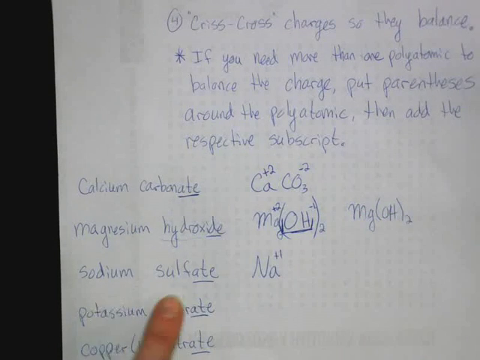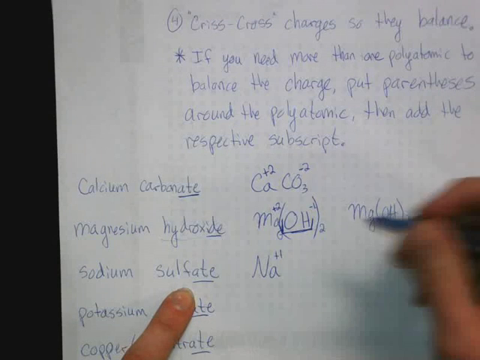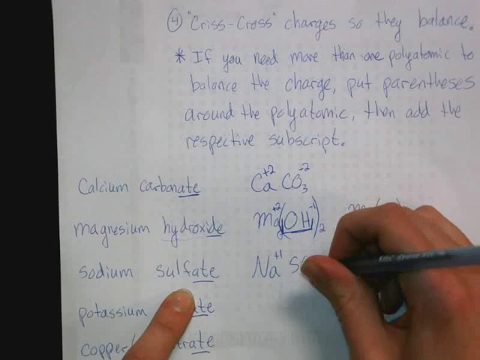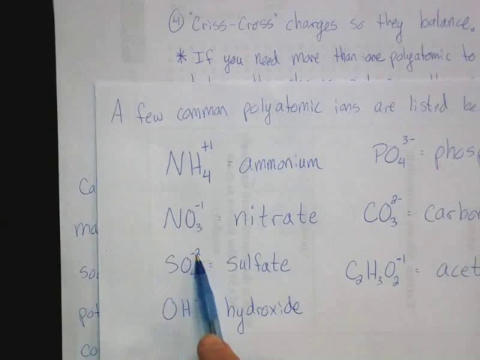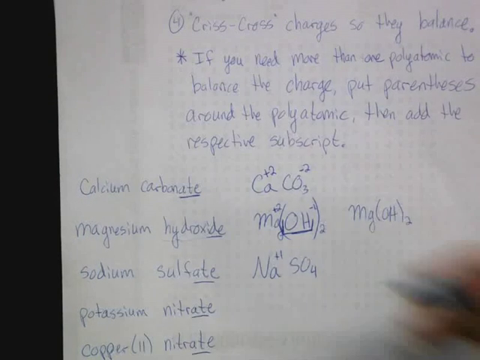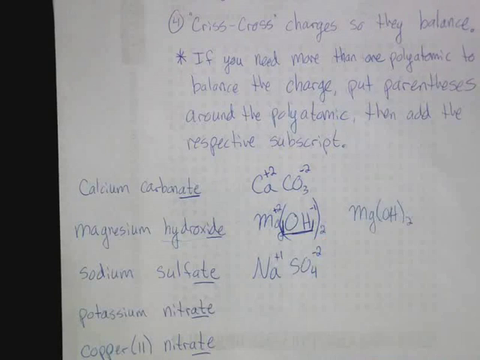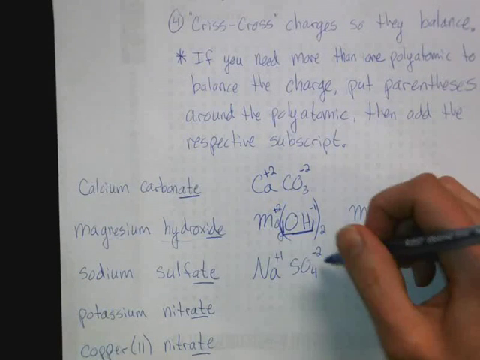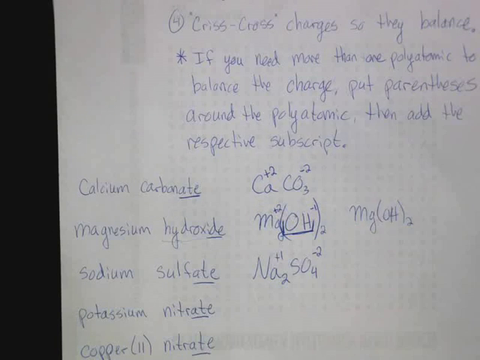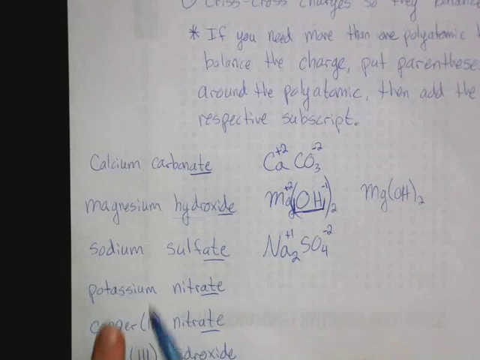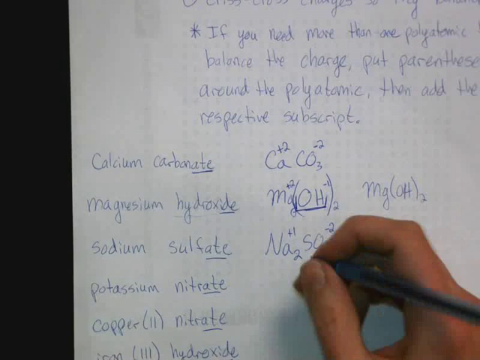Sodium sulfate, well, sodium is Na with a +1 charge. Sulfate from my list is given as an SO4. And if I check sulfate, SO4 has a 2- charge. In order to balance these, I need to crisscross. So the 2 comes down here. The 1 could crisscross, or it's implied. So Na2SO4.